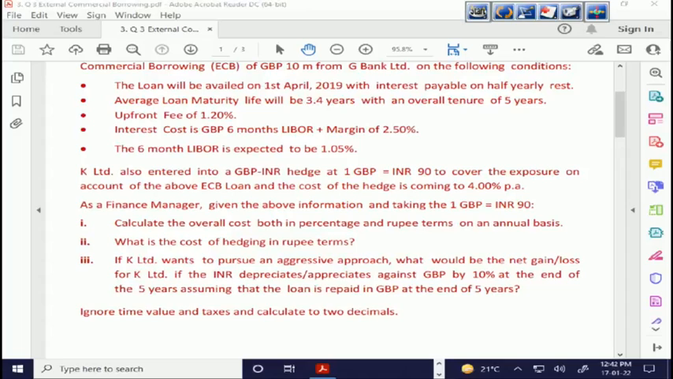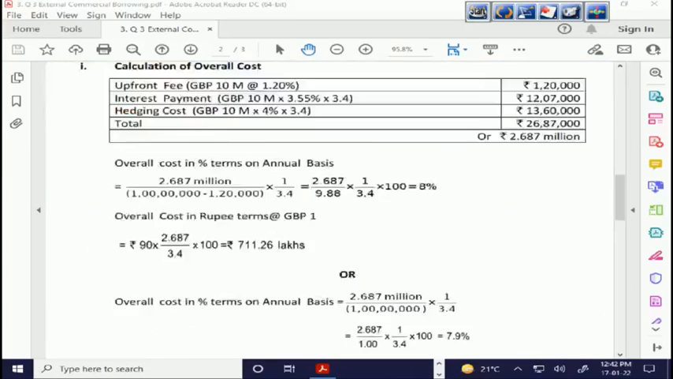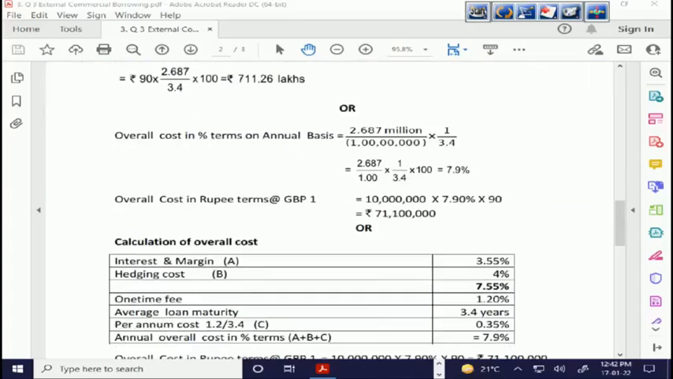So very easy question if done once. Ignore time value of money means you have to consider 3.4. You don't have PV, AF and all that stuff. So check this solution, but the solution has been done in multiple ways. You please do it the way I have said. This is also the way in which solution is given. It's just that we have to do it that way.